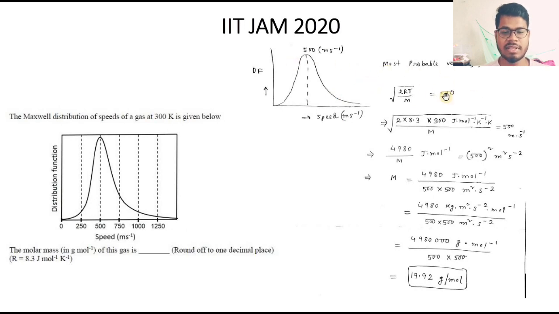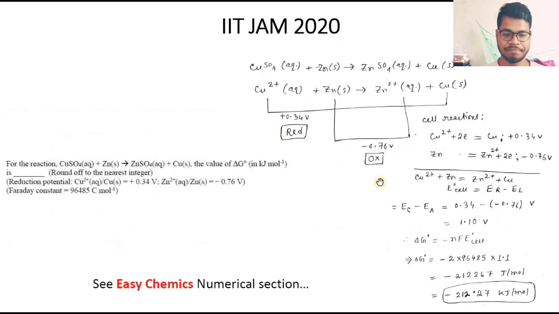So for the most probable velocity, the equation is the square root of 2RT by m equals 500. Here also you just have to take care of the units, right? Everything is in SI, so put every value in SI. I have just put the values, then done the normal calculation. So check the calculation, otherwise it's just a waste of time. Pause the video and check the calculation. I have done a detailed calculation.